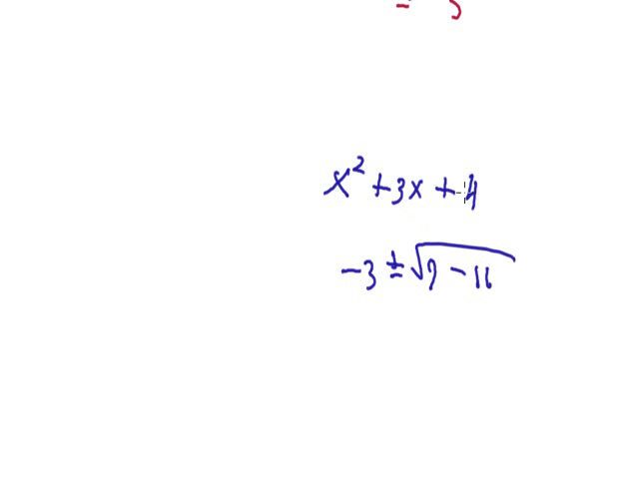Let's say we had x squared plus 3x plus 4. Now, this doesn't factor out very easily. In fact, it doesn't factor at all, but that's what we're actually getting into right now. If we were to plug this into the quadratic equation, we would get negative 3 plus or minus the square root of 9 minus 16, 4 times 4 times 1 is 16, over 2.